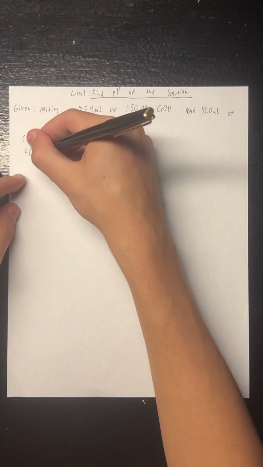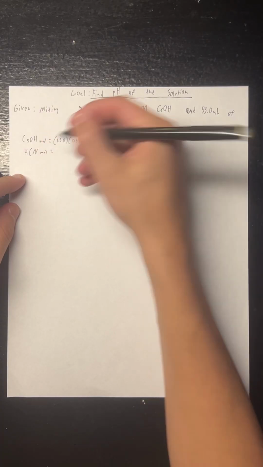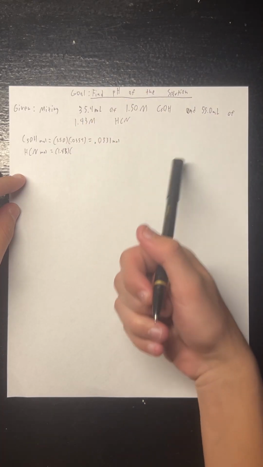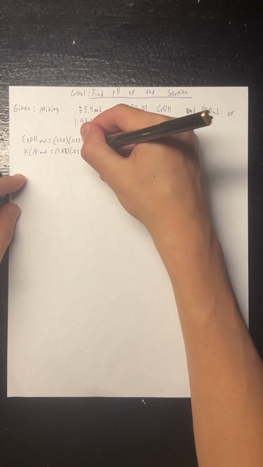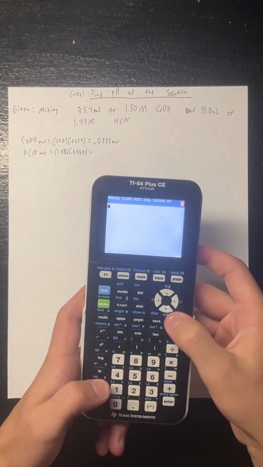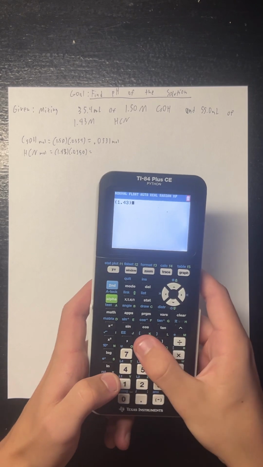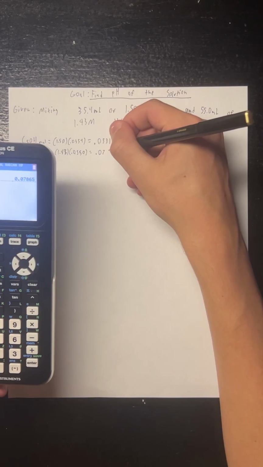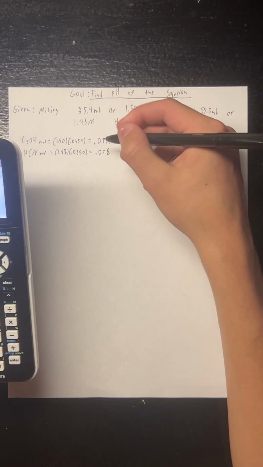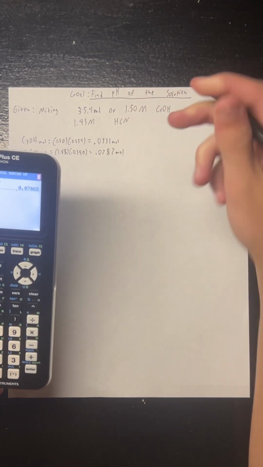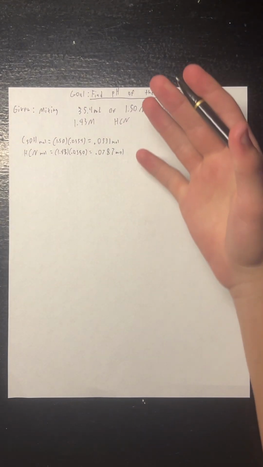Now we can do that for HCN. HCN moles equals 1.43 molar times 0.0550 liters, which comes out to 0.0787 moles.